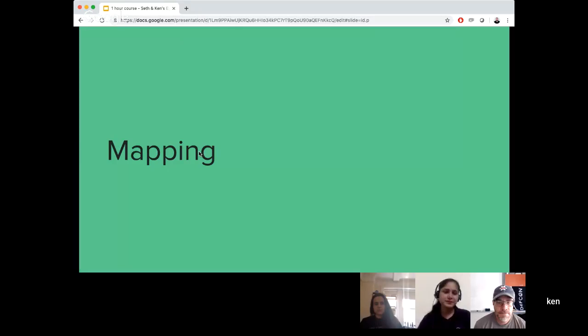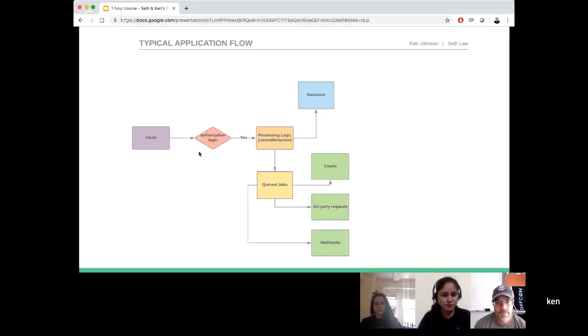And now we're going to go right into mapping. Mapping is the source to sink bit. So right here, this is a generic application flow. Here you have /route, which could be /dashboard or /home, whatever the HTTP path is. That's what that purple /route square denotes.